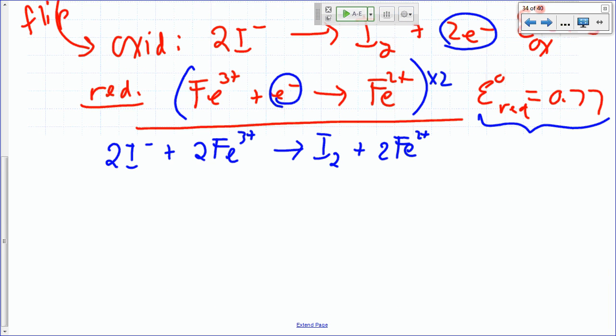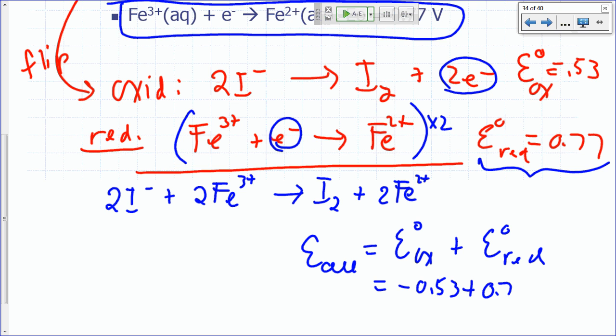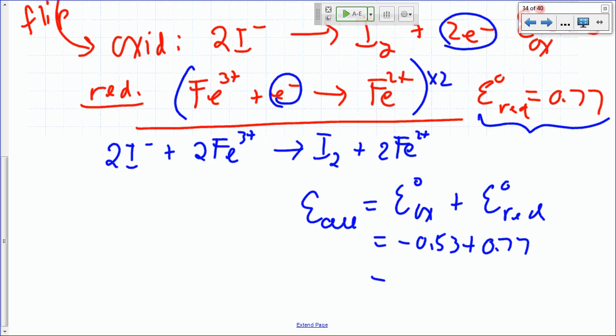That's a redox reaction. And what is your standard cell potential here? It's going to be E naught oxidation plus E naught reduction. So negative 0.53 plus 0.77. That would be how much? 0.24. Okay, that's E naught, right?